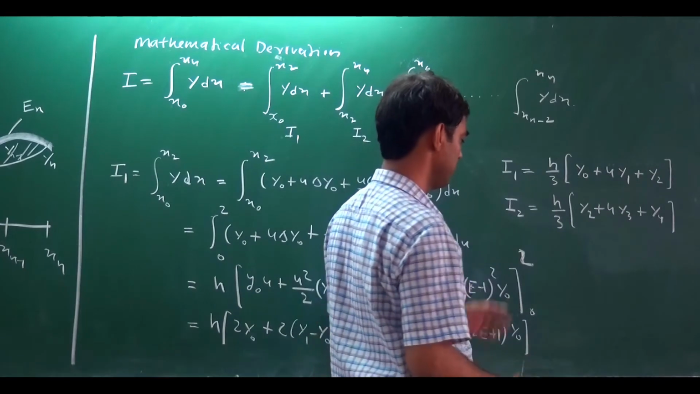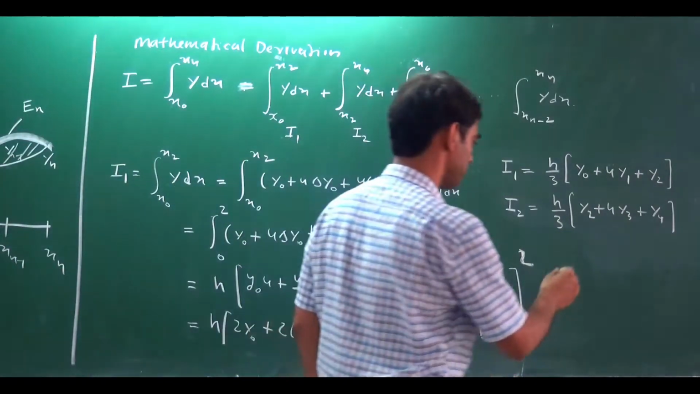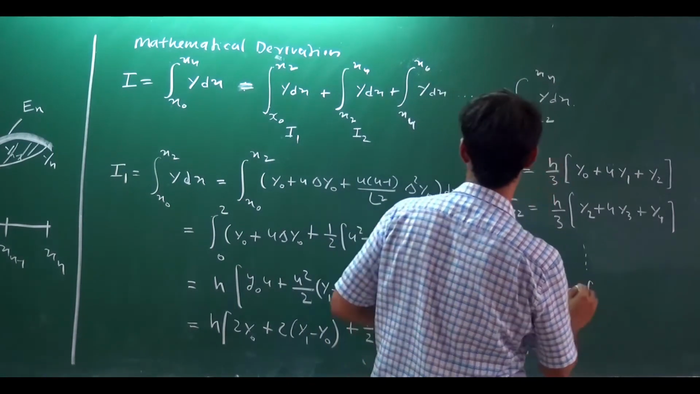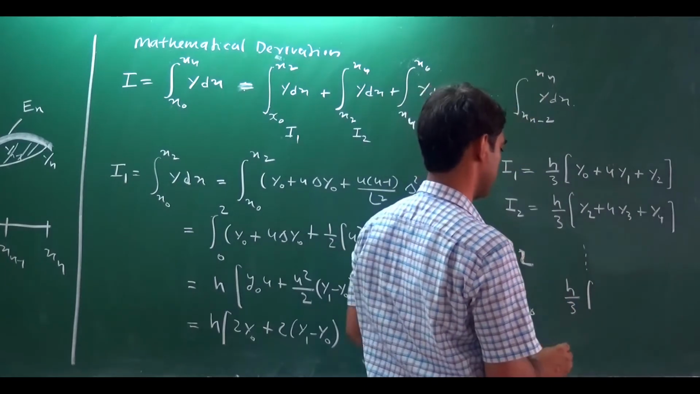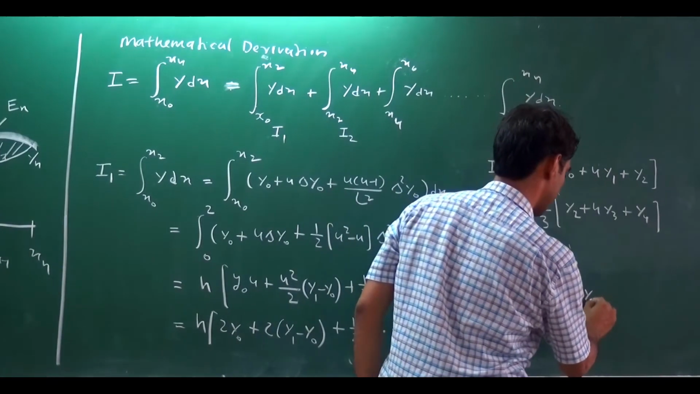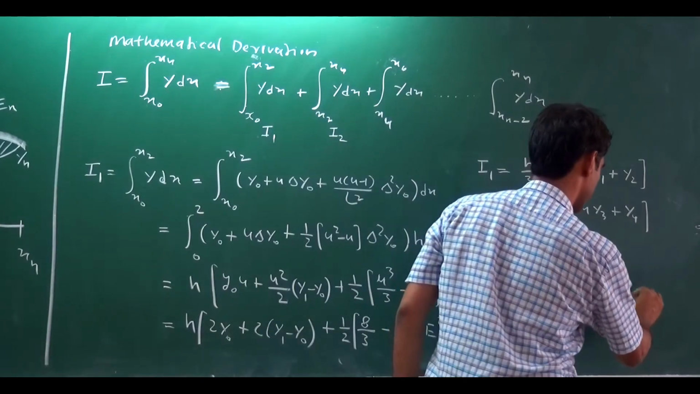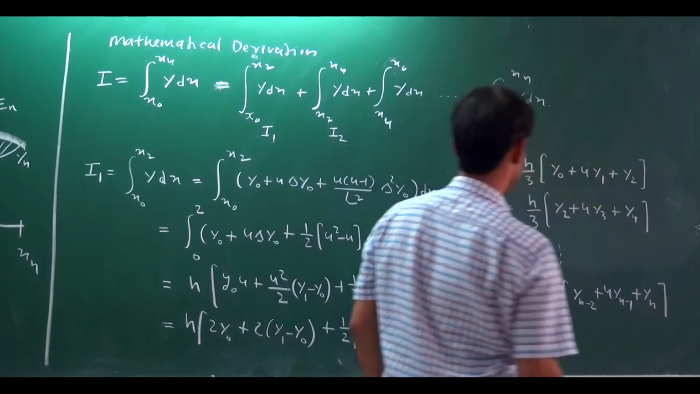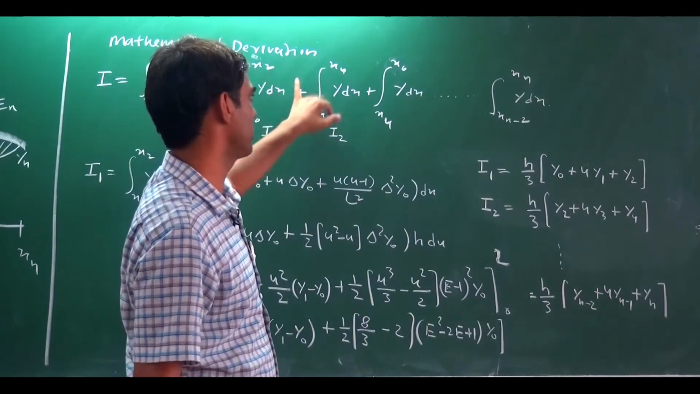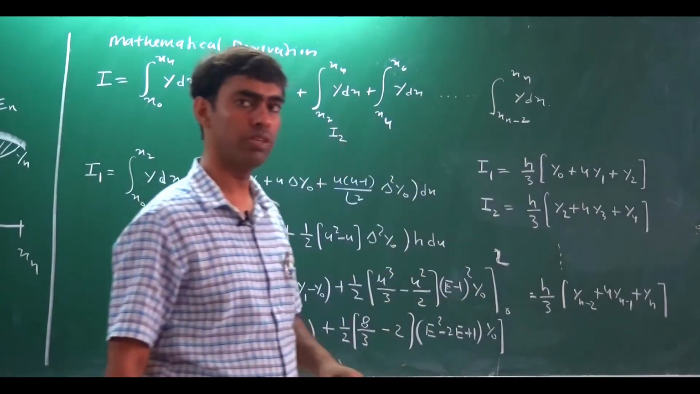In a similar manner, what is the last term? The last term becomes h by 3 times the integration from xn minus 2 to xn, which becomes yn minus 2 plus 4yn minus 1 plus yn. These are the values of I1, I2, and so on, meaning integration from x0 to x2, x2 to x4, x4 to x6 and xn minus 2 to xn.